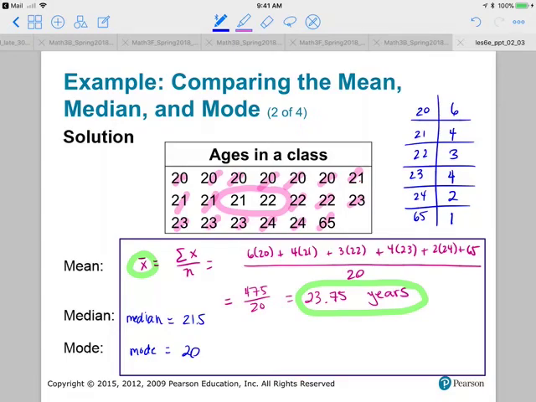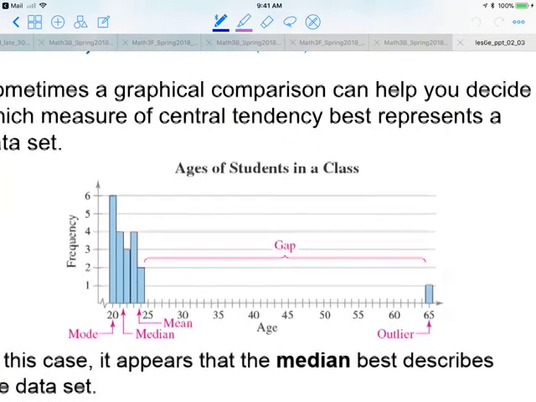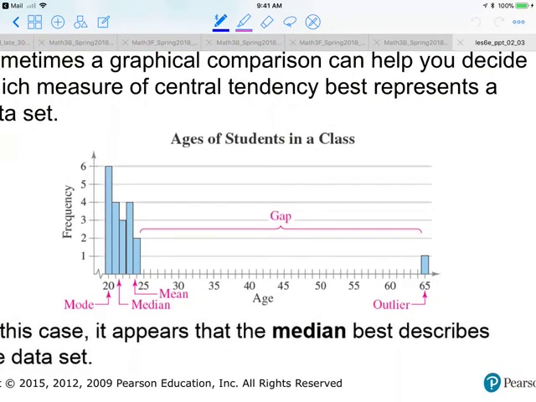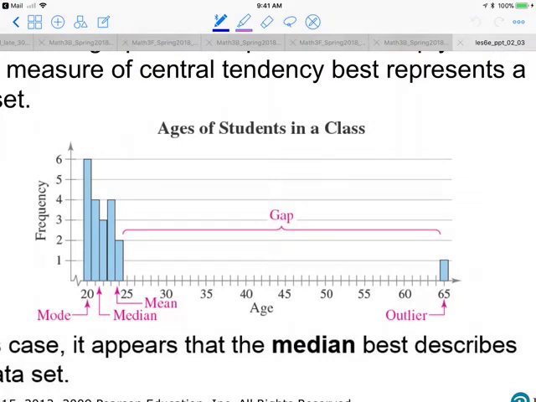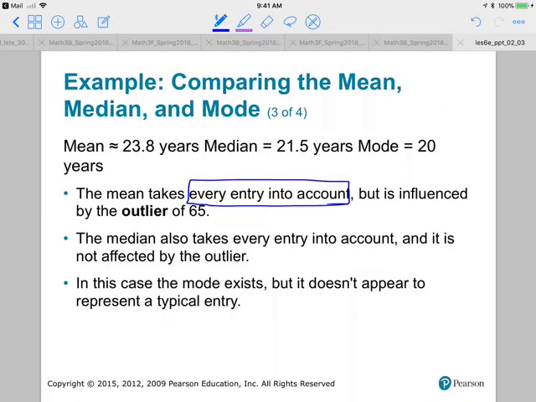The mean of 23.75. You actually have a little graph here. So the mean is right here, right? 23.75. The reason why the mean is so much higher than the median and the mode is because it's taking into account the fact that someone in the class is 65, right? So that's pulling that mean up. So the mean is higher than it would have been if it didn't take into account the outlier of 65.